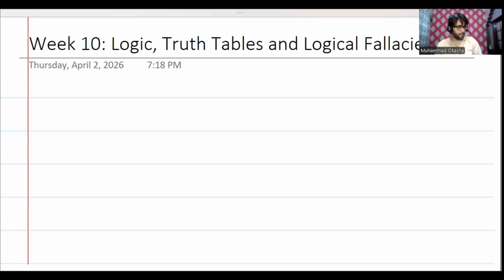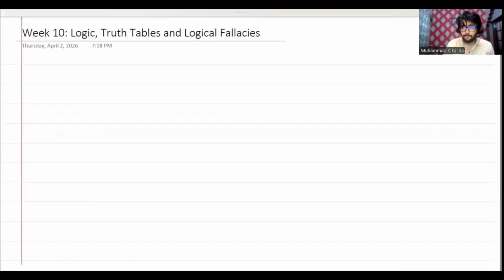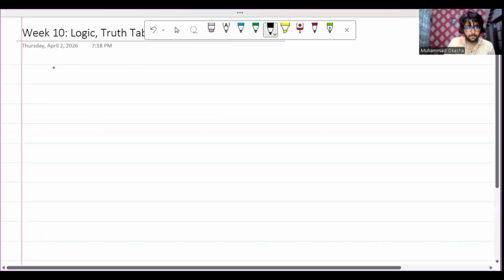Hello, everybody. We're in week 10, which is basically the last week of our quantitative reasoning course, and week 10 is about logic, truth tables, and logical fallacies. We will talk about the very basics of logic, what logic is, what we mean by a statement or proposition, when a statement is true or false, and logical equivalencies, of course. We'll talk about everything. So we start with the first concept, which is a statement.